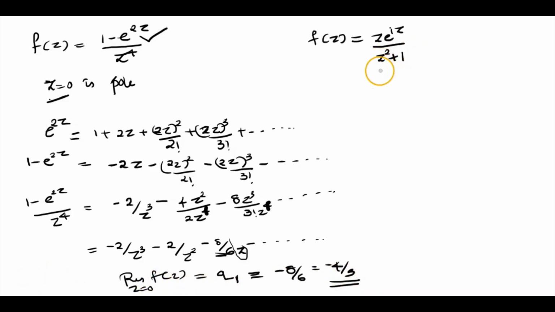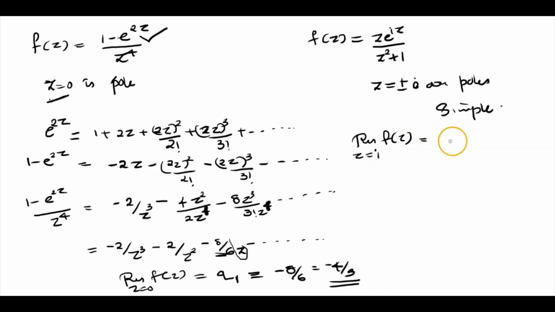f(z) is equal to e^{iz} divided by z² + 1. Here z = ±i are poles, since z² + 1 = 0 when z = ±i, and these are simple poles. So we can calculate the residue. Residue at z = i of f(z) is the limit as z tends to i of (z - i) into f(z).